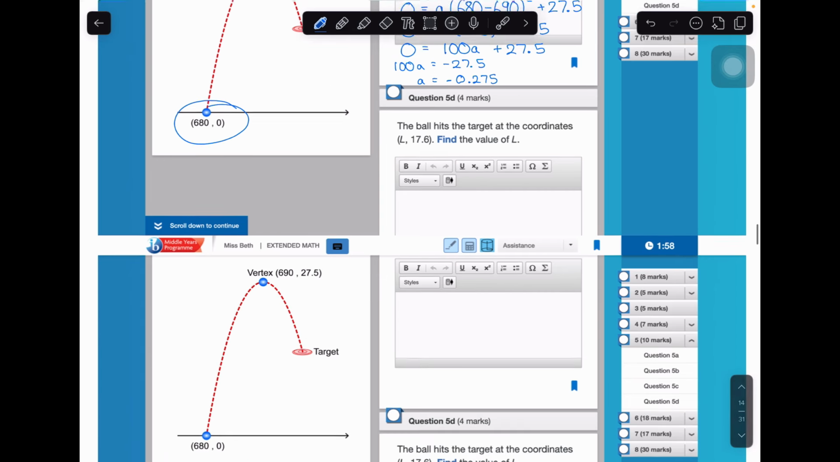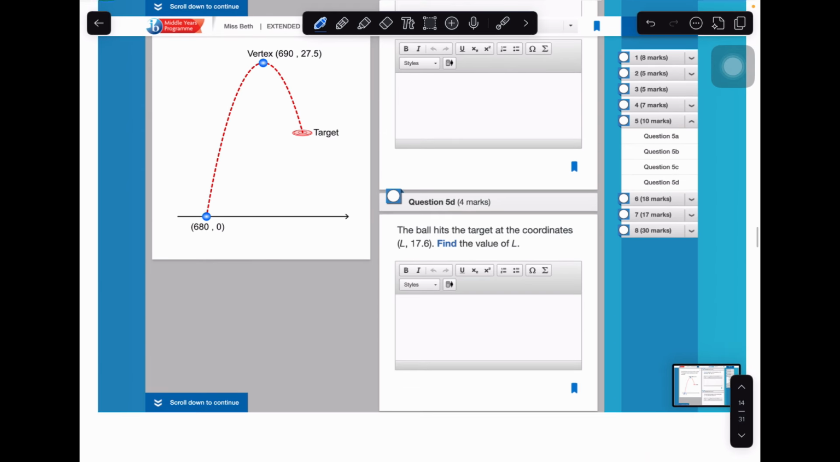Okay, on to question 5d. The ball hits the target at the coordinates (L, 17.6). Find the value of L. So you are going to use the equation that you've just found and set that equal to 17.6. So 17.6 is equal to negative 0.275 bracket L minus 690 all squared plus 27.5. And then this is just a process of rearranging, okay?